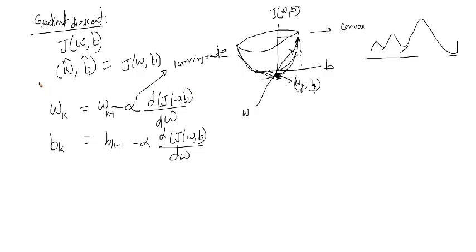Let's say while the difference between wk and wk minus 1 is greater than epsilon, some small value, and also for bk, while these conditions are true, we keep executing this loop. So this is how we estimate wk and bk.